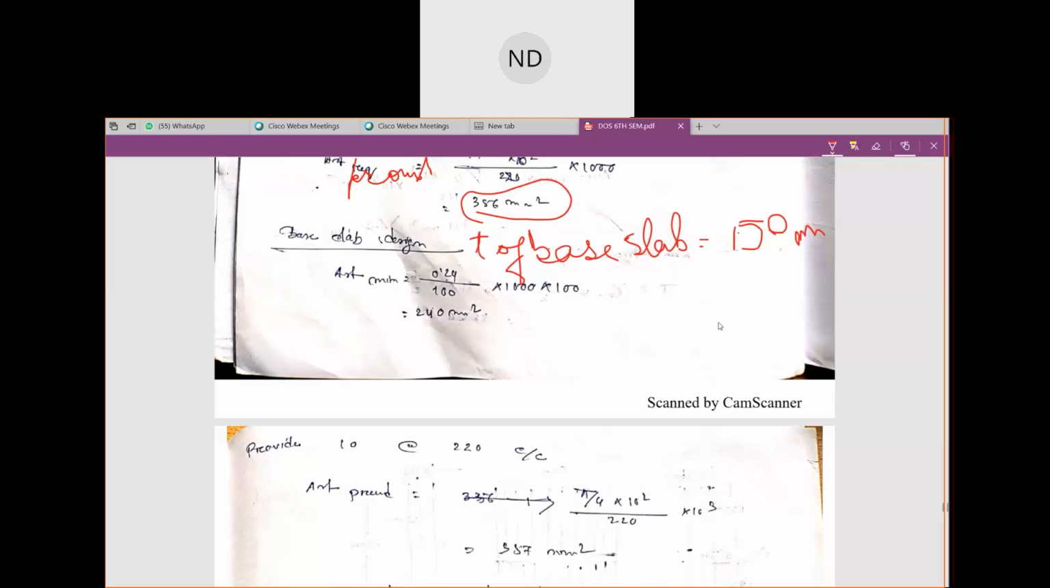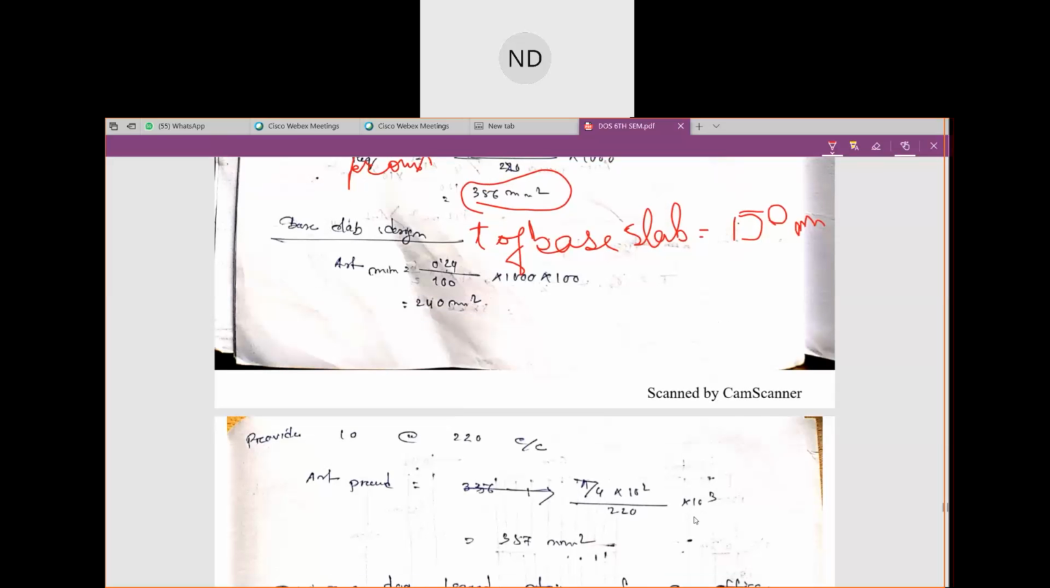So AST provided is 357 mm square, which is obviously greater than the minimum requirement. So it is okay for us. Therefore, our design is okay. The base slab we have done. The minimum area of steel required is this much, but we have provided 10 mm bars. Now you can provide 8 mm also as you wish. But for this question, we are providing 10 mm, and we have got greater than the required one. So our design is okay here.